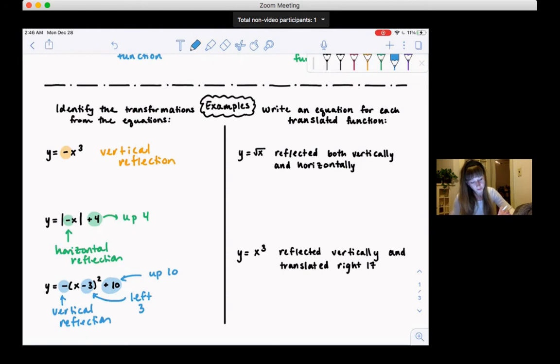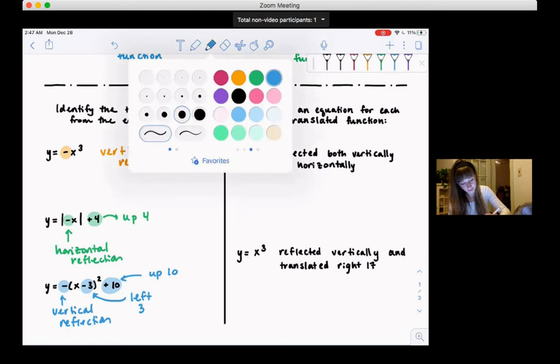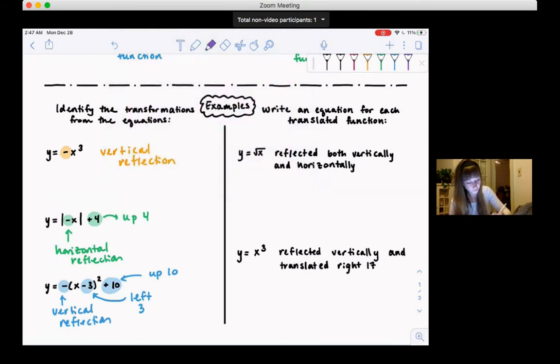Okay, now let's try writing equations from information about the transformations. So y equals square root of x, and we're reflecting both vertically and horizontally. So this is going to be a negative outside for the vertical, and for the horizontal, we need a negative inside.